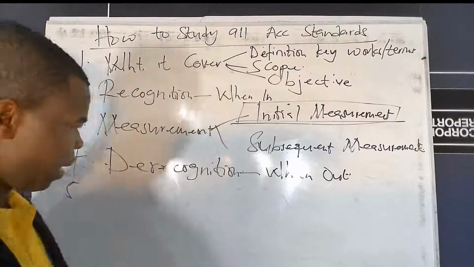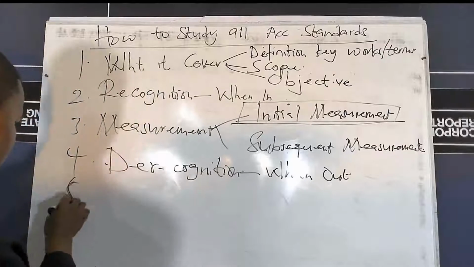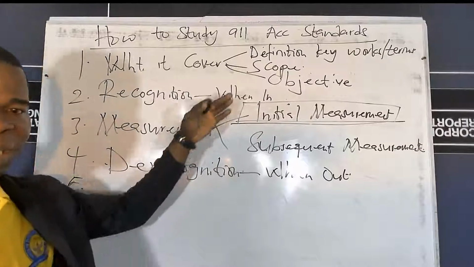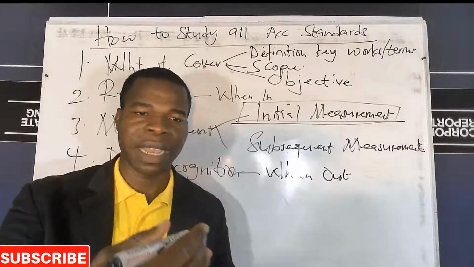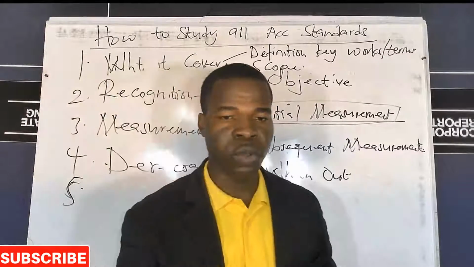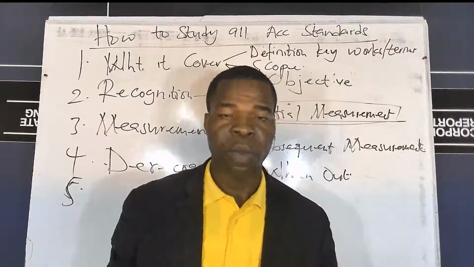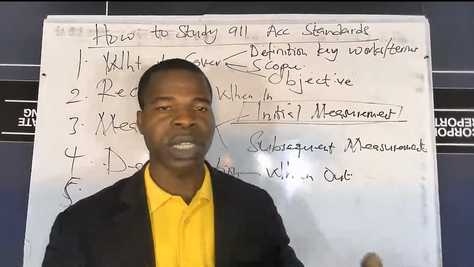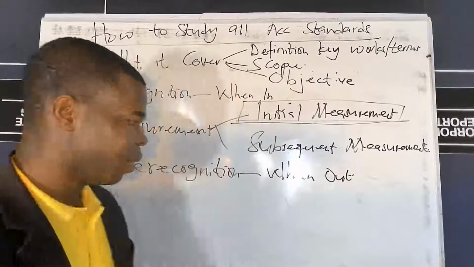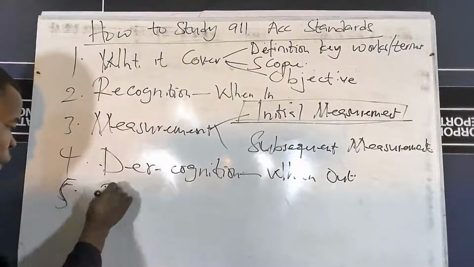Now, after understanding the recognition, the next thing you're supposed to do is to explain the activities that you have done in the standard. When are you supposed to do your initial measurements? What are the criteria? All those things are coined under presentation and disclosure. So first you present.